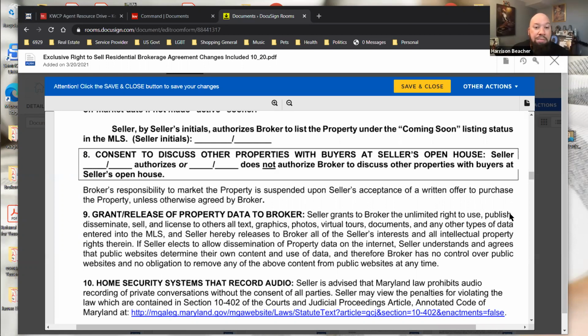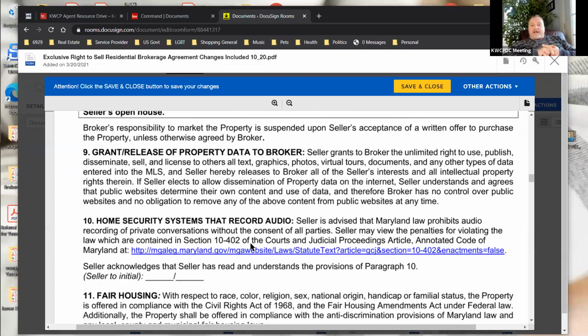Right. I agree. Broker's responsibility to market the property is suspended upon the seller's acceptance of a written offer to purchase the property unless otherwise agreed by the broker. All right. Grant and release of property data to the broker. Seller grants to the broker the unlimited right to use, publish, disseminate, sell, and license to others all text, graphics, photos, virtual tours, documents, and any other types of data entered into the MLS. The seller hereby releases to the broker all of the seller's interests in all intellectual property and rights therein. So we know that a lawyer didn't write that sentence.